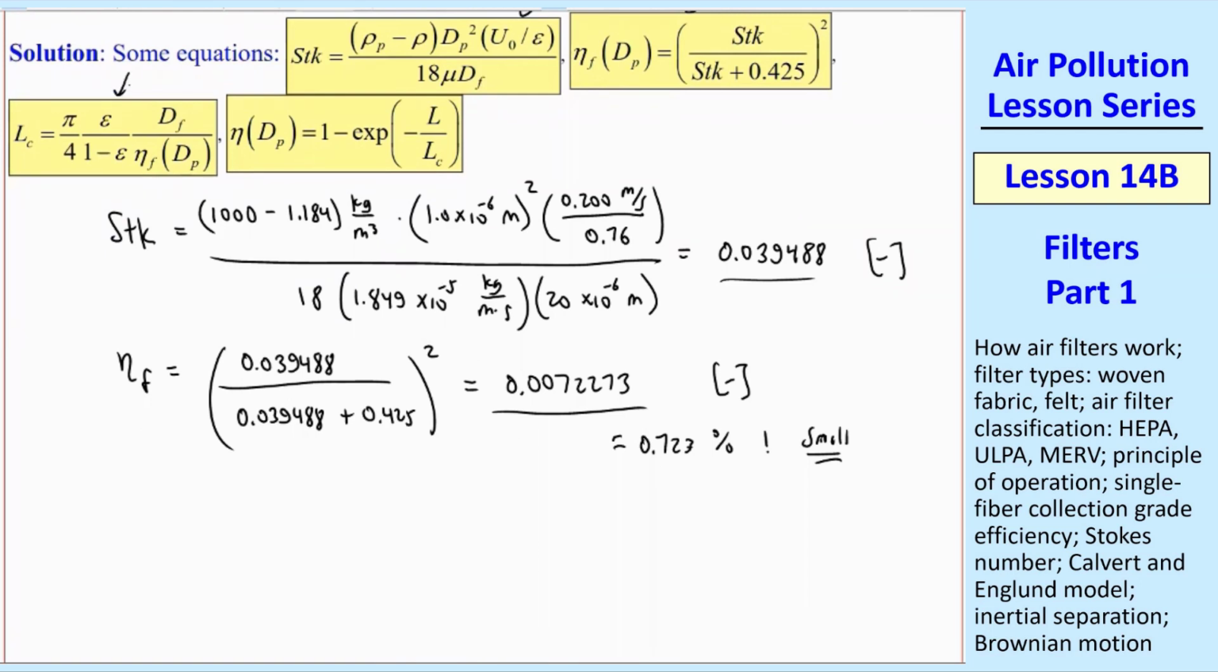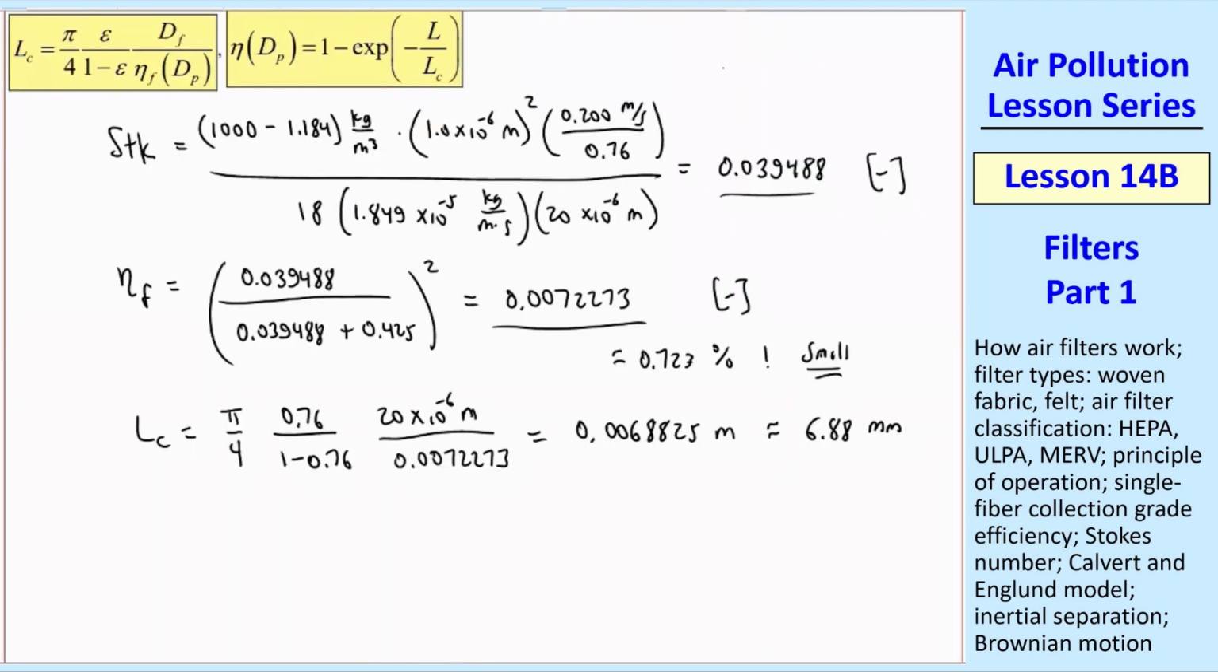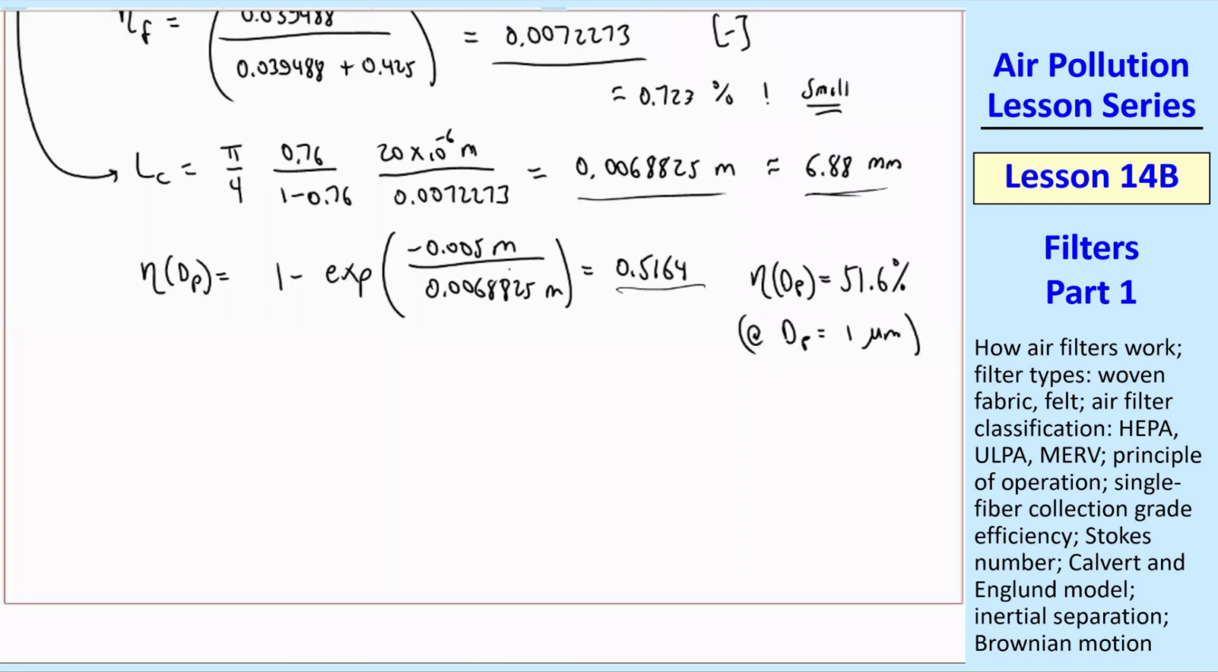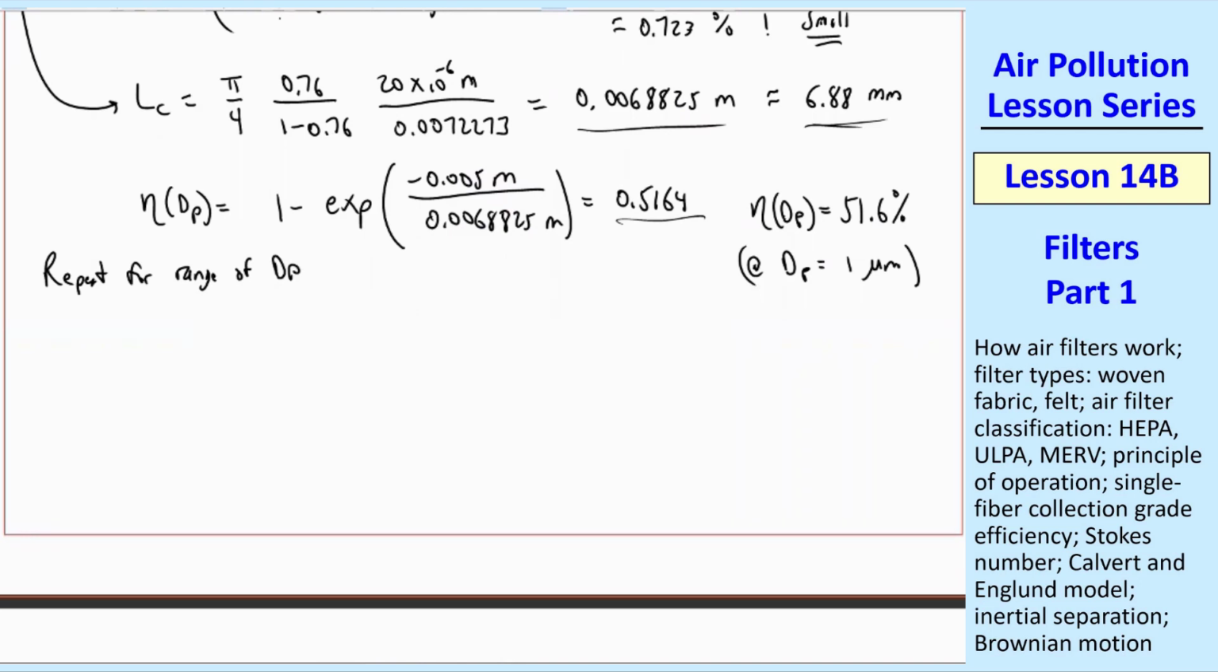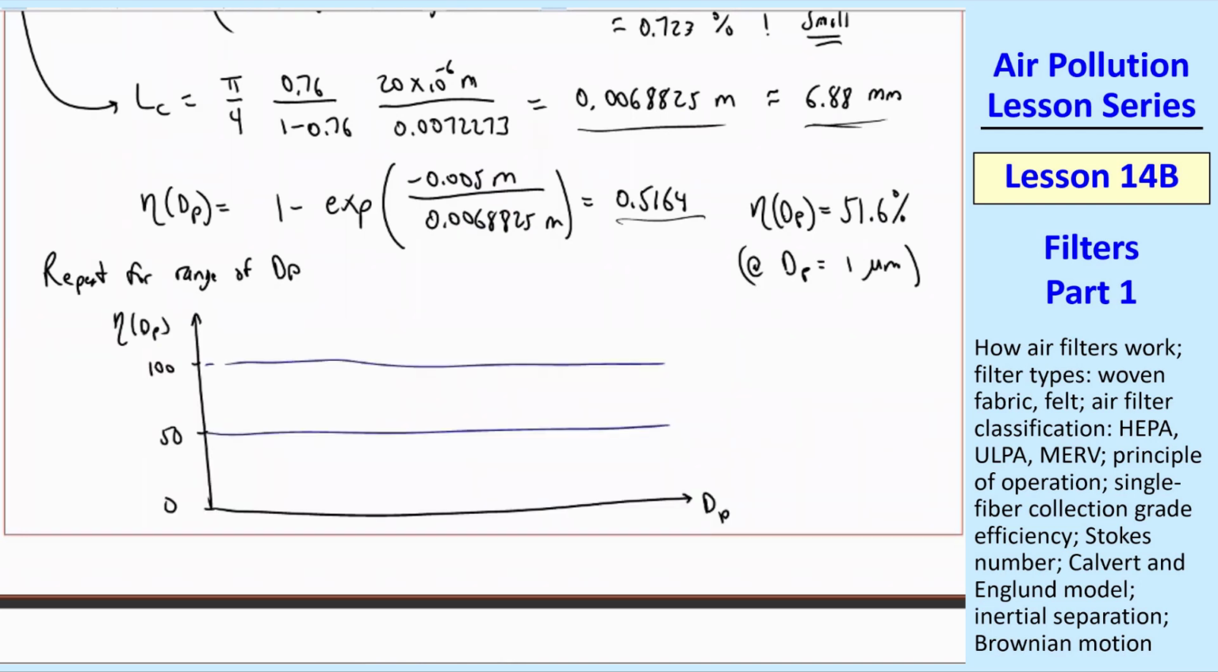Now we need to do the critical length, LC. So plugging those numbers into here, I get my critical length, 6.88 millimeters. And now finally we're ready to calculate eta dP. After plugging in my numbers, I get 0.516 or 51.6% for this particular diameter particle, which is 1 micron. And now you can repeat for a range of dp. You would expect a grade efficiency curve. So if we plot eta against dp, we would expect to get something like this, a typical S curve for a grade efficiency like we're used to.